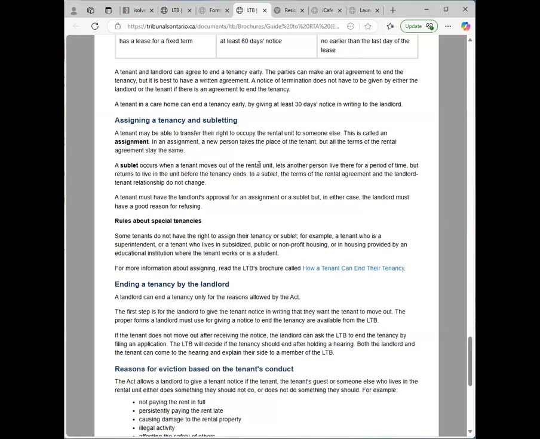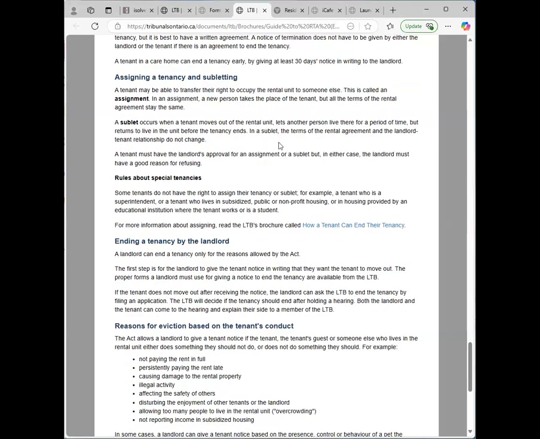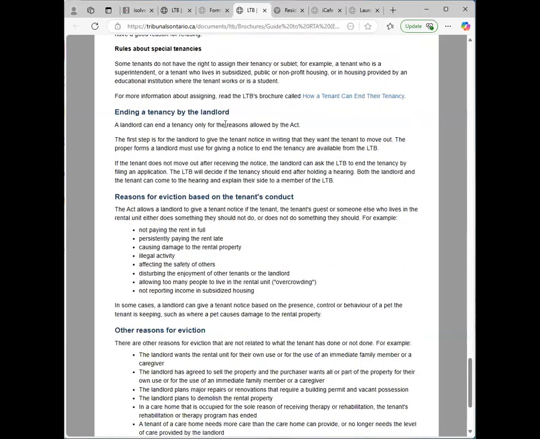So let's see, there are other special tenancies. For example, if you were working there, going to school, a tenant who is a superintendent, or a tenant who lives in subsidized public nonprofit housing, things like that. There are special tenancies, so you also want to make sure that you're understanding how this goes. If you as the landlord want to end the tenancy, you have to follow the reasons in the act. And if you want to end a tenancy because the tenant is misbehaving, meaning they're not paying, they're consistently paying late, you must not be tolerating late payments, by the way. There are all kinds of episodes about how you get what you tolerate.